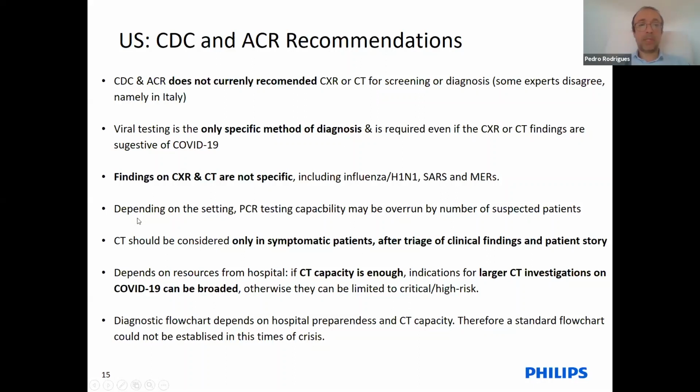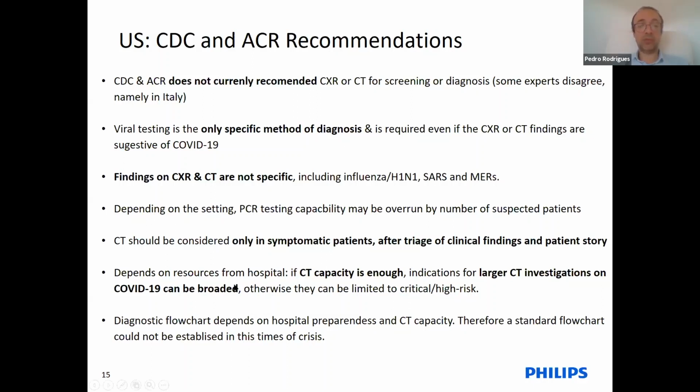And because in a lot of countries we know that PCR testing capacity might be overrun, because you might have many more patients than PCR capacity in time, in that case CT can be considered, and then two things might happen. CT can be considered only in symptomatic patients after the triage of clinical findings, and the patient story is consistent.